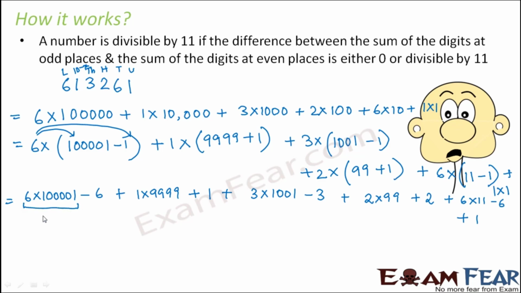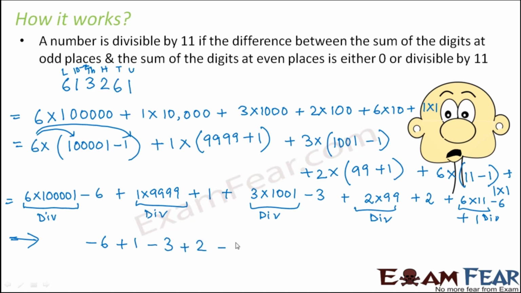Now, some of these terms are divisible by 11. That is why we had chosen them in fact. So these terms are all divisible by 11, and we are not worried about them. So what are we worried about? We are worried about the remaining terms. So let us look at the remaining terms. The remaining terms are minus 6 plus 1 minus 3 plus 2 minus 6 plus 1.